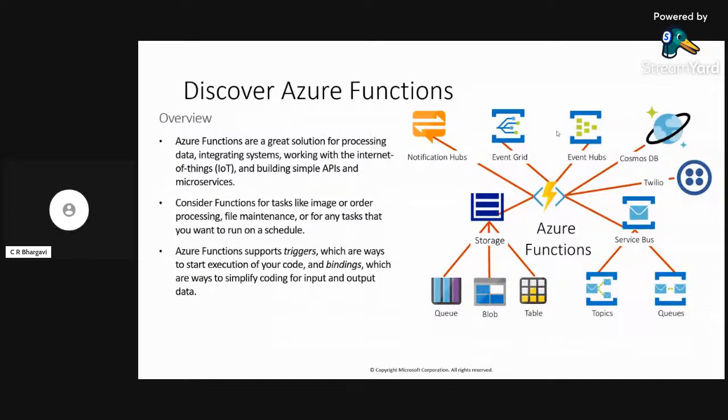Bindings are used for simplifying the code for input and output data, where you can connect to another resource, and you will have both the input and output available for you, and you can have multiple bindings inside the same process. So these are some features that are available inside the Azure functions.